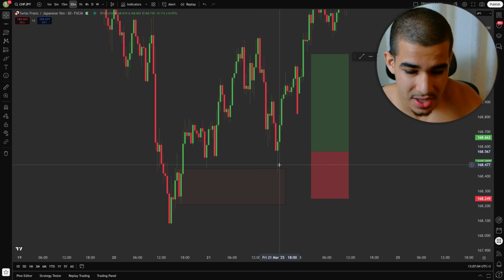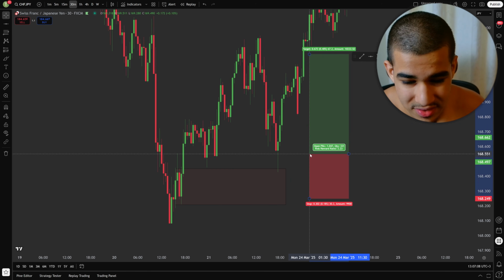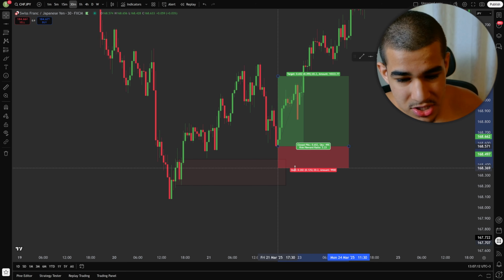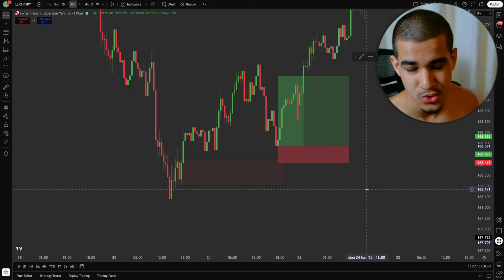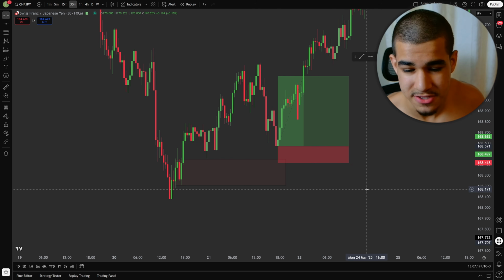But as you can see, it made a deep enough wick. You do not enter over here or as soon as it taps the zone. You would enter as soon as it flipped bullish. And again, you don't actually want to take it too early inside the candle. You want to take it potentially in the last 50 minutes.